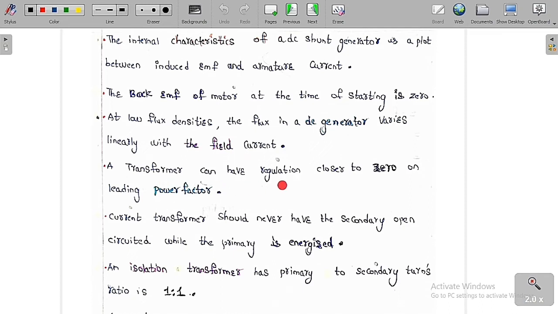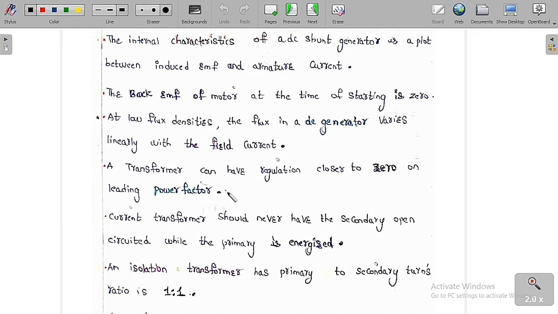A transformer can have a regulation closer to zero on leading power factor. I already told you, whether it is a transformer or an alternator, only at a leading power factor can they have a voltage regulation of zero, which is near to unity power factor. Near to unity power factor, in the leading portion, they will have zero voltage regulation. So a transformer can have regulation closer to zero on a leading power factor.